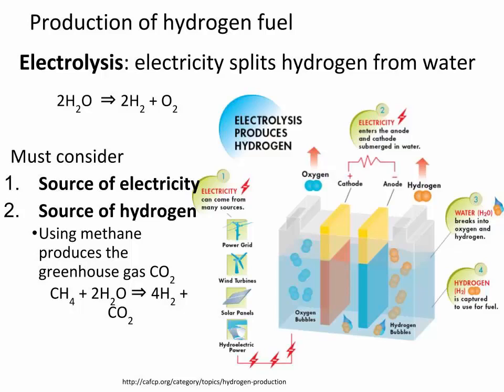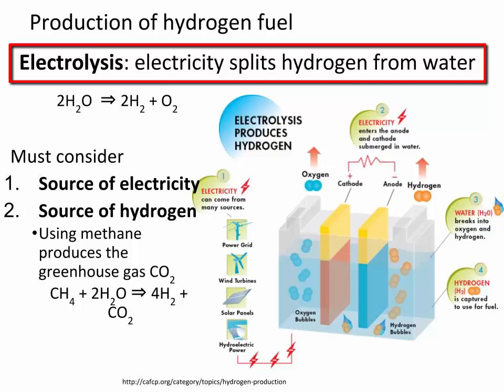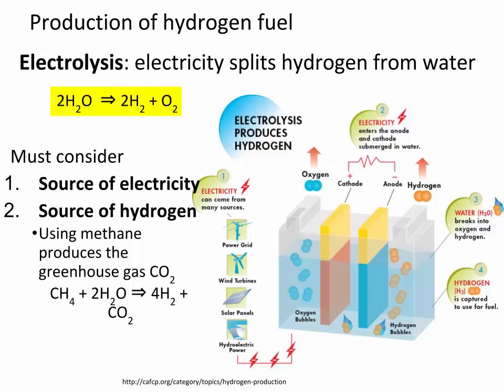Scientists are studying several ways to produce hydrogen. One of the most common methods for releasing hydrogen from bonds is electrolysis. In electrolysis, electricity is used to separate hydrogen from water molecules. You can see the equation for electrolysis in this slide. Specifically, two water molecules split through electrolysis yields two hydrogen atoms and one oxygen atom.